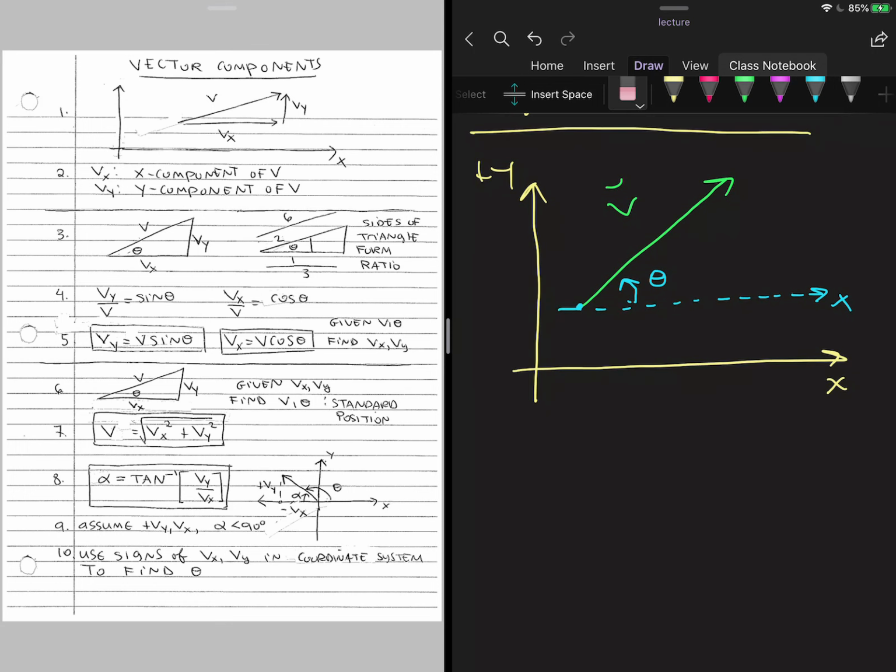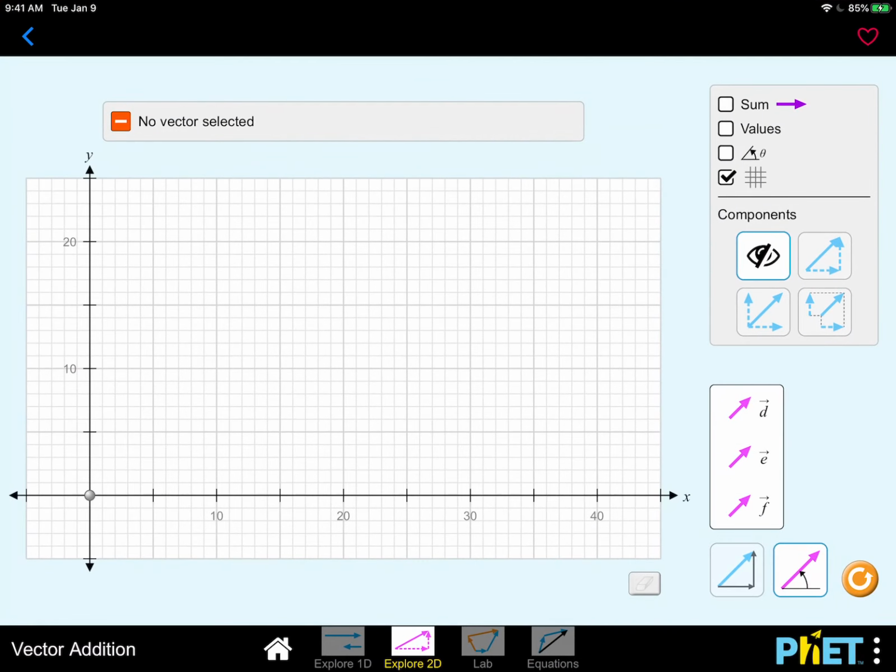So let's go back to the computer simulation to put all this together. The first picture that we had was like this. You had the length of the vector and you had the direction. That's what I just showed you. But we can interpret this in another way in terms of the components.